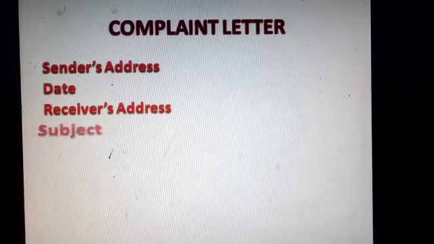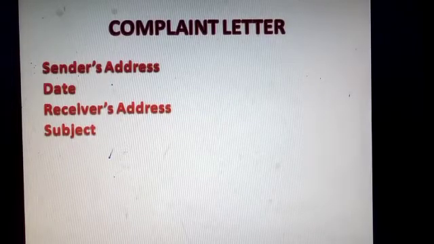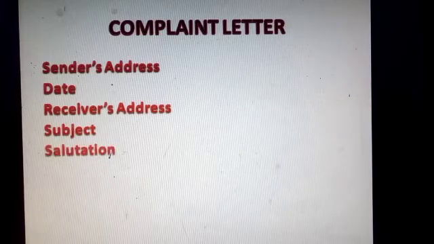And next comes the subject. In the subject, we have to sum up the purpose for writing this letter in one line. This helps the receiver to focus on the subject of the letter in just one glance. And it is very important to underline the subject. And next one is your salutation. Salutations are nothing but the way you greet the person you are addressing the letter to. So that is very important.